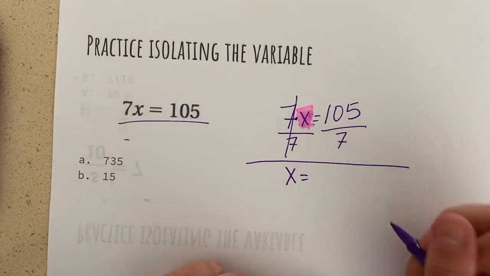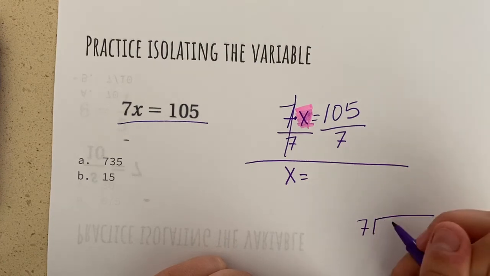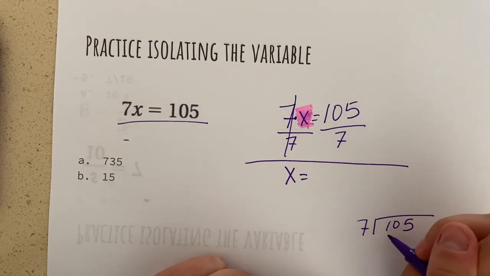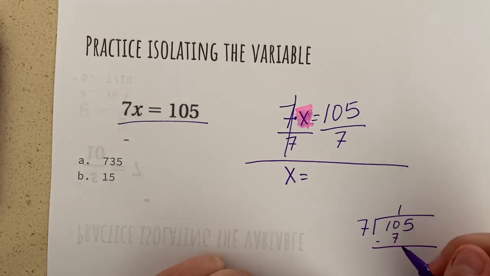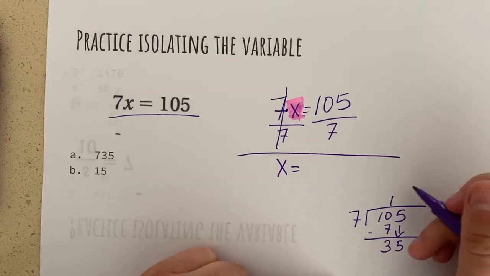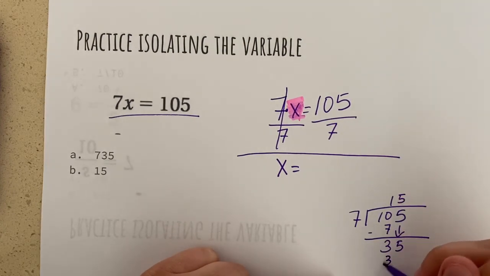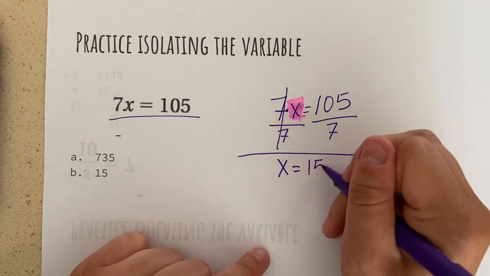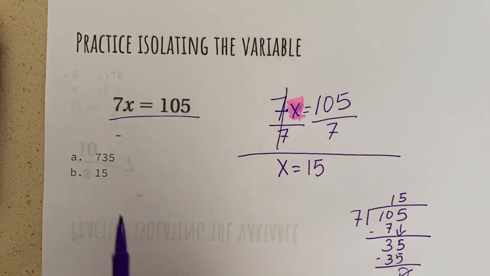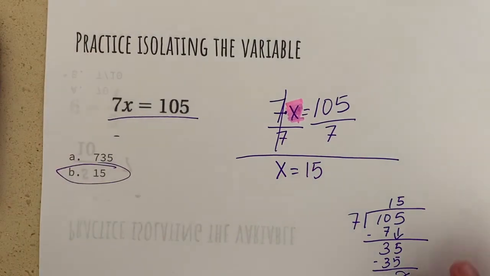All right, so I can't do this in my head, so I'm gonna do my work off to the side. 7 goes into 1, no it can't. 7 goes into 10 about 1 time. 10 minus 7 is 3, bring down the 5. 7 goes into 35 5 times. Nothing left over, so x equals 15. So answer choice B is correct.